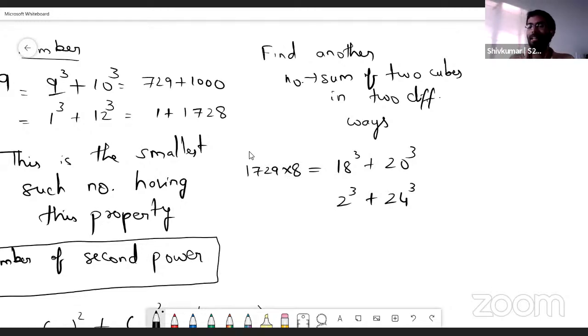So how many such numbers are there now? Sir, 16 cube or... Sir, the number is 13,832. Okay, 13,832. So now we have another number having this property.